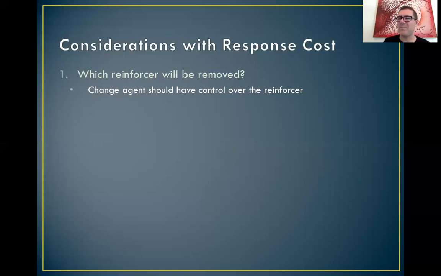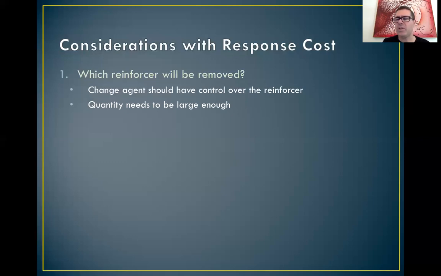So notice that the principle is the same. In the first case with timeout, the kid is removed from the situation where the video game is available, and in the second situation, the video game is taken away, right? But you can only do that if the change agent, in this case the mom, has control over the reinforcer. In this case, she does, right? She has the ability to remove access to the video game.